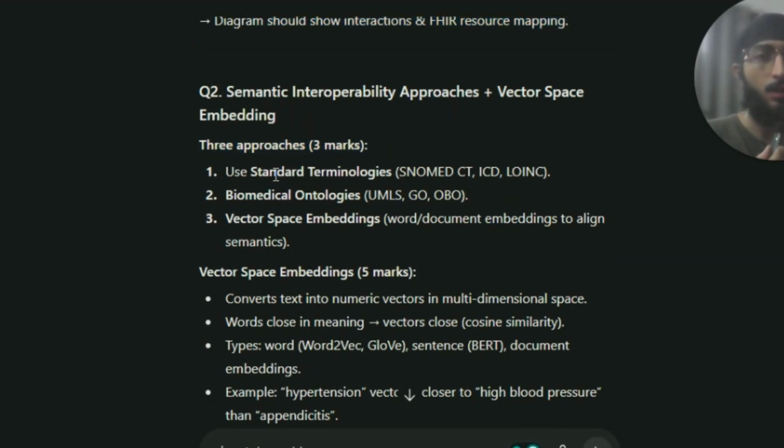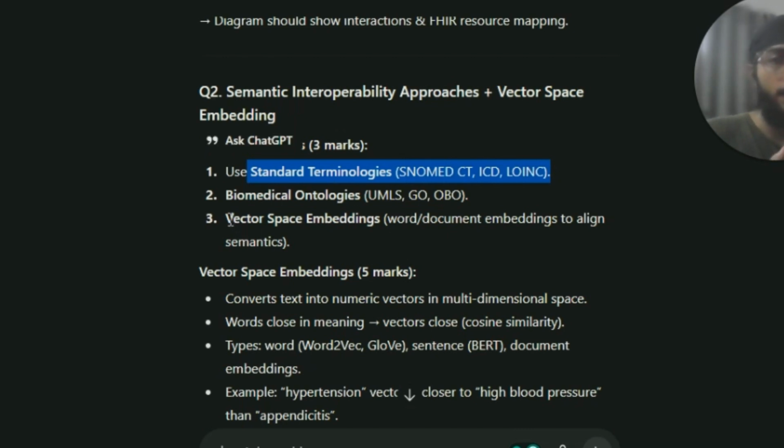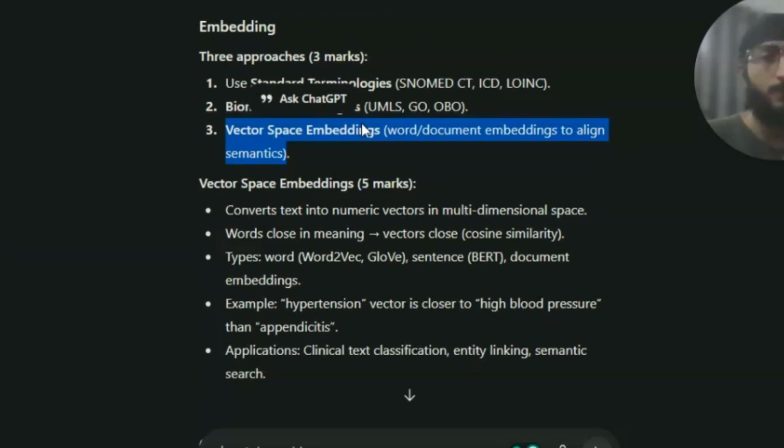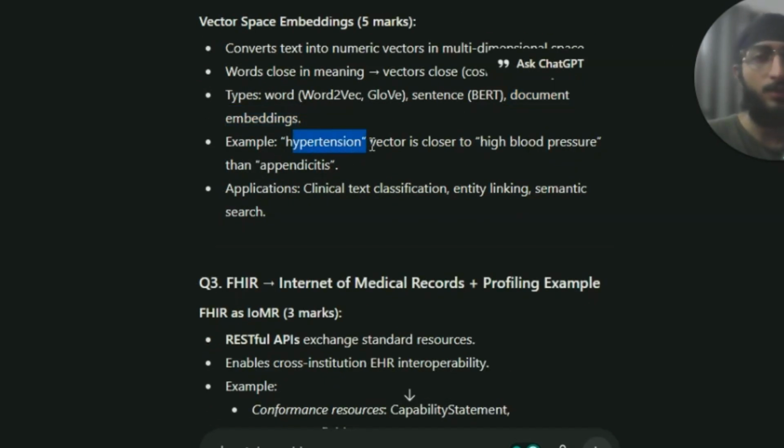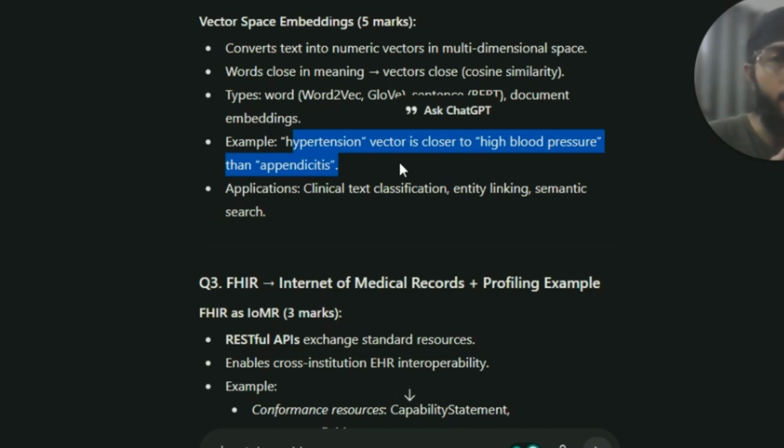Then semantic interoperability approaches plus vector space embedding. So we use three approaches. Use standard terminologies: SNOMED-CT, ICD, LOINC. Then biomedical ontologies: UMLS, OBO. Then vector space embeddings, word and document embeddings, to align semantics. Vector space embeddings convert text into numeric vectors in multi-dimensional space. Words close in meaning have vectors close by cosine similarity. Types: Word2Vec, GloVe, sentence embeddings, and document embeddings. Example: the hypertension vector is closer to high blood pressure than appendicitis.